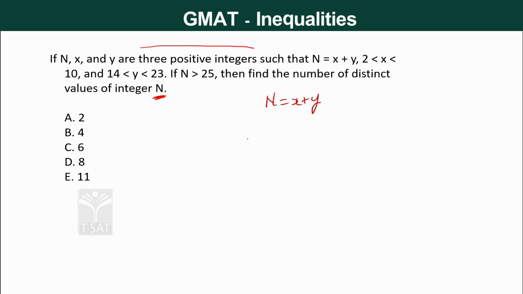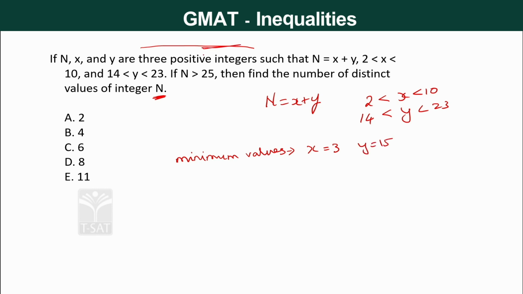We know that x and y are integers, and when you say that x is less than 10 and greater than 2, and y is less than 23 and greater than 14, we know that the minimum value of x will be 3 and y will be 15 because they are positive integers, they cannot be any fractions. So the minimum values that they will take are 3 and 15. That is why x plus y will be minimum when both x and y are minimum. The minimum value it can take is 15 plus 3, that is 18.